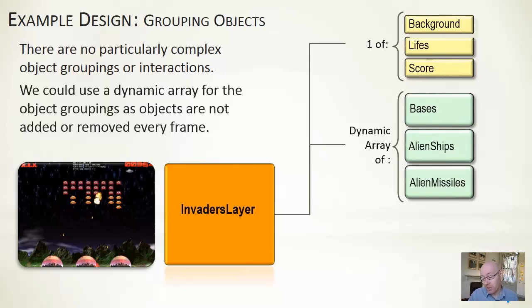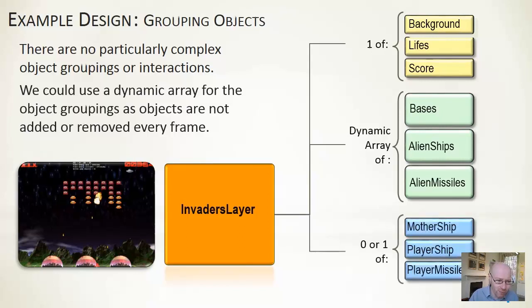For things like our mothership or player missile, there are 0 or 1. So we could arguably not have one of these available on the screen. The mothership, sometimes it'll be there, sometimes it won't be there. Same with the player missile. And same with the player ship. Most of the time it is there until the game is over, in which case it would disappear.